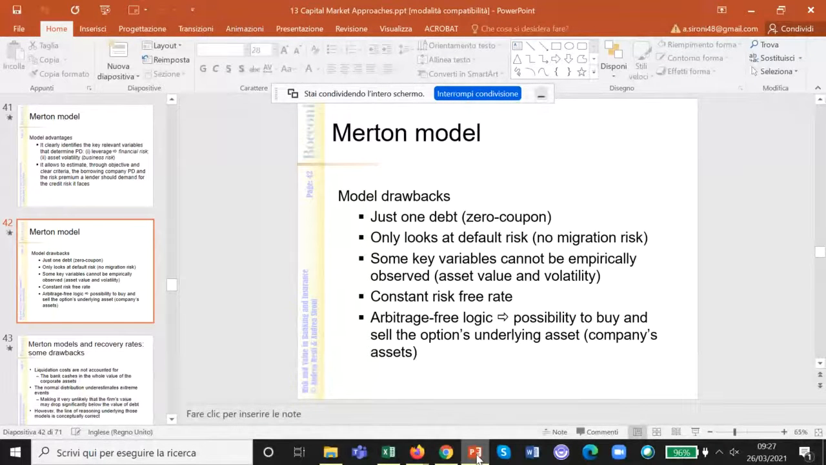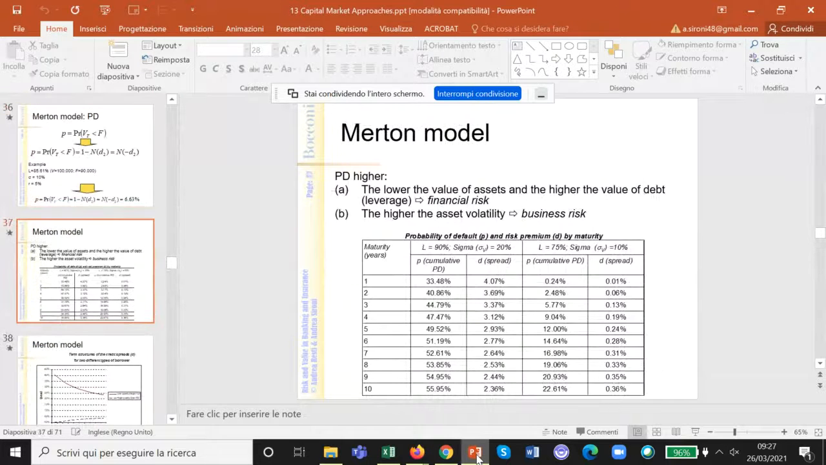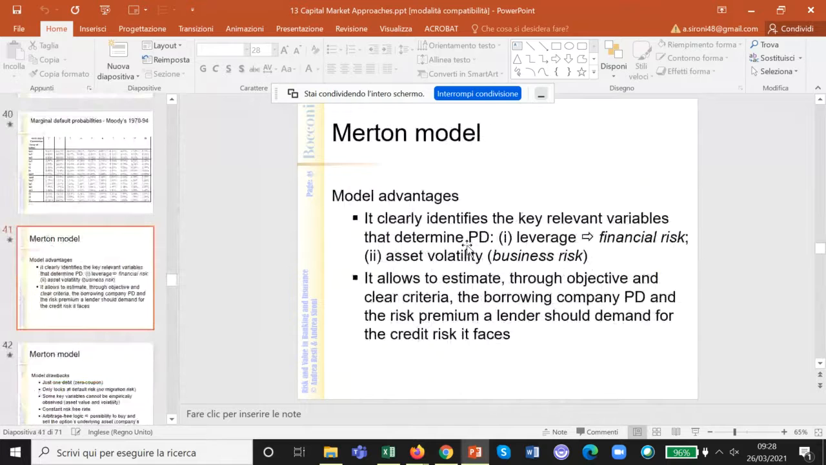The main problem in actually using this model in practice is that some variables cannot be empirically observed. For example, we did all the calculations in these tables, and you have them in the Excel files, by assuming an asset volatility and an asset market value. But we don't see that. We only see the accounting value of the assets, not the market value, and there's no way we can observe the volatility of the assets. Okay.